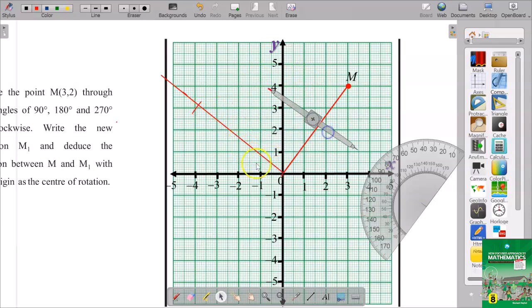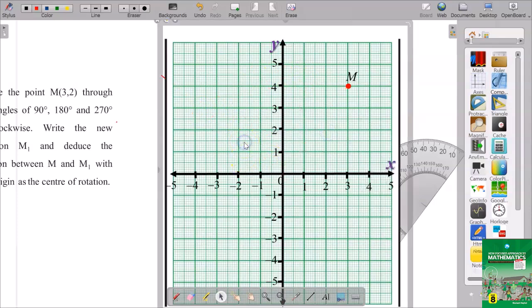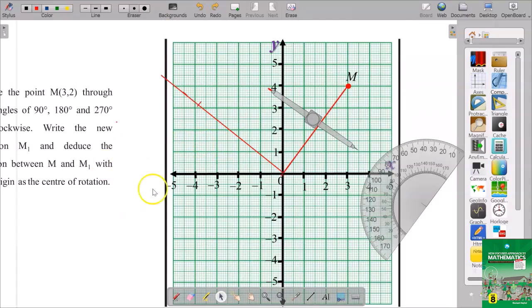There's a slight error here. The line is not passing through exactly 90 degrees. The line is supposed to pass through this particular point. When you do it properly, it's supposed to pass through this point. And the point there, let me call it M1, is -4 and then +3.